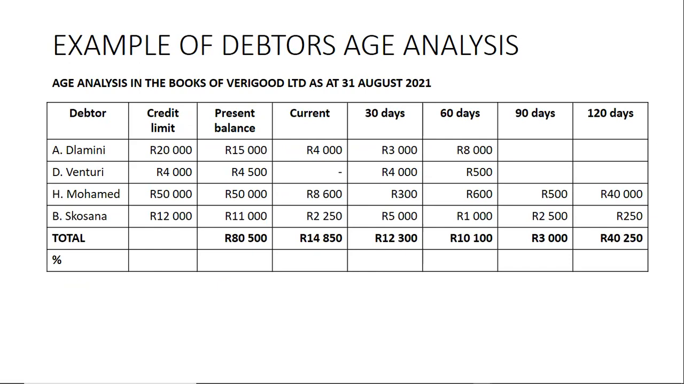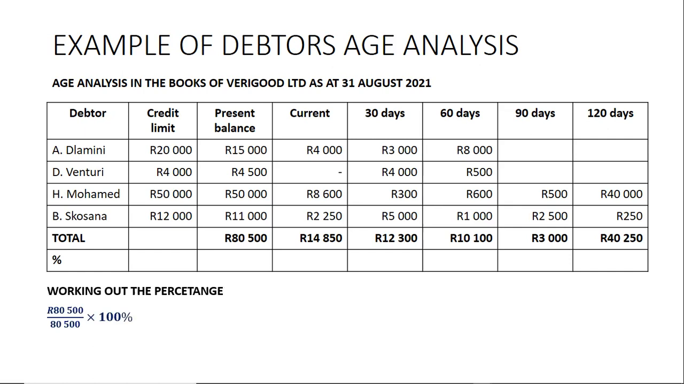Now let us look at this debtors age analysis where we have debtor, credit limit, present value, current, 30 days, 60 days, 90 days, and 120. So we've got A. Lamini, D. Fenduri, H. Mohammed, and B. Skosana. Now we're going to first work out the percentage.